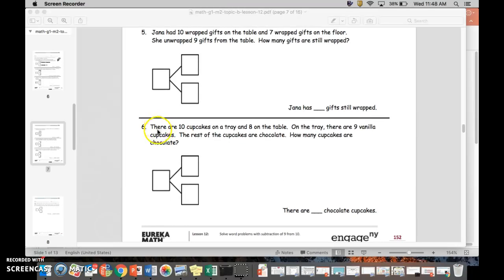And then number 6, there are 10 cupcakes on a tray and 8 on the table. On the tray there are 9 vanilla cupcakes. The rest of the cupcakes are chocolate. How many cupcakes are chocolate?